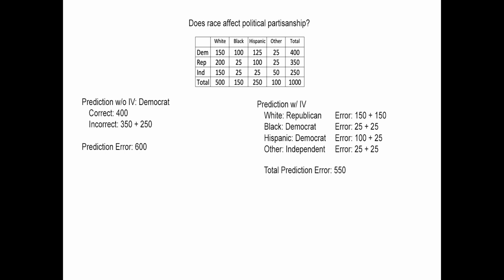Finally, for the other category, we would predict Independent, and we'd be right 50 times, but we'd also be incorrect 50 times, 25 for Democrats, and 25 for Republicans. That brings our total prediction error knowing the independent variable to 550.